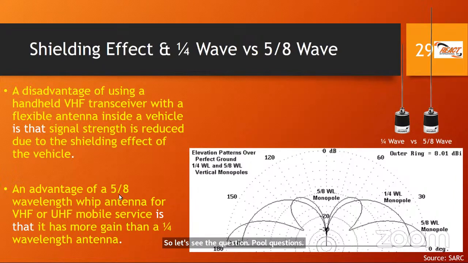An advantage of a 5/8 wavelength whip antenna for VHF or UHF mobile service is that it has more gain than a quarter wavelength antenna. And that is what this diagram shows, the radiation pattern of a quarter wave antenna versus a 5/8 wave antenna. That's all this diagram is intended to show us. 5/8 wave gets you further than a quarter wave.